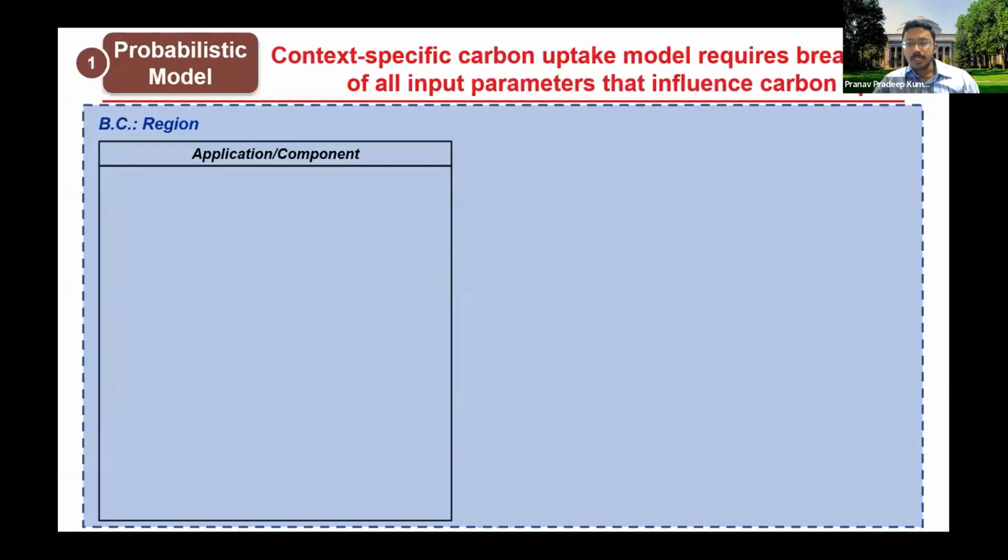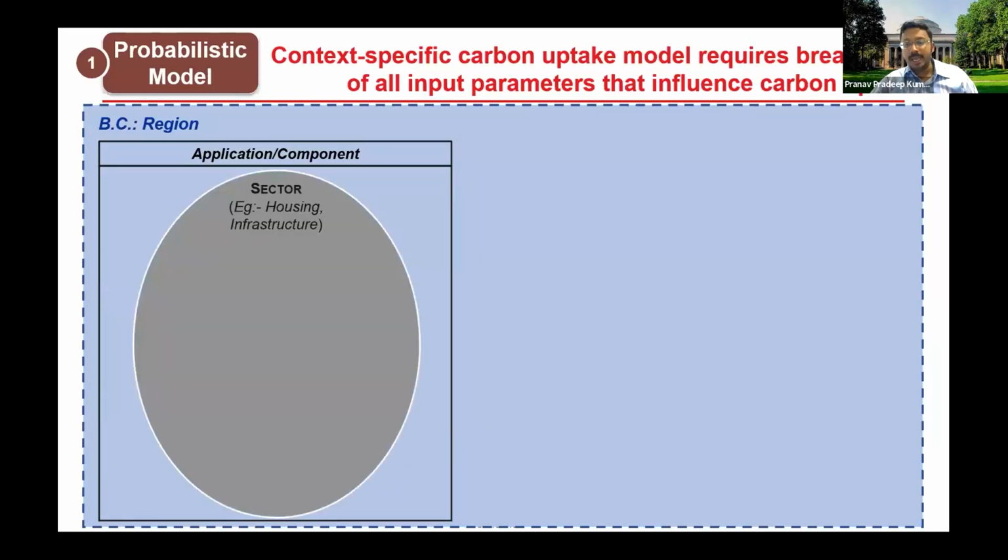So to develop the context-specific carbon uptake model, it is important to understand the interaction and influence of the different input factors. Therefore, we start by defining our big boundary condition, which is the region that we are considering. And then we define the context, which could be the application and the associated components.